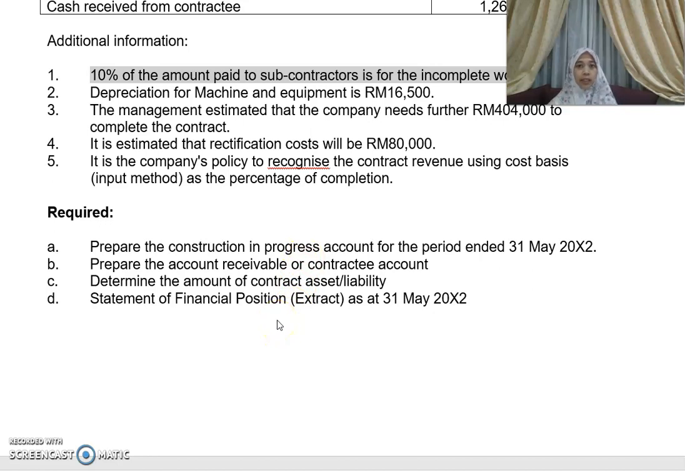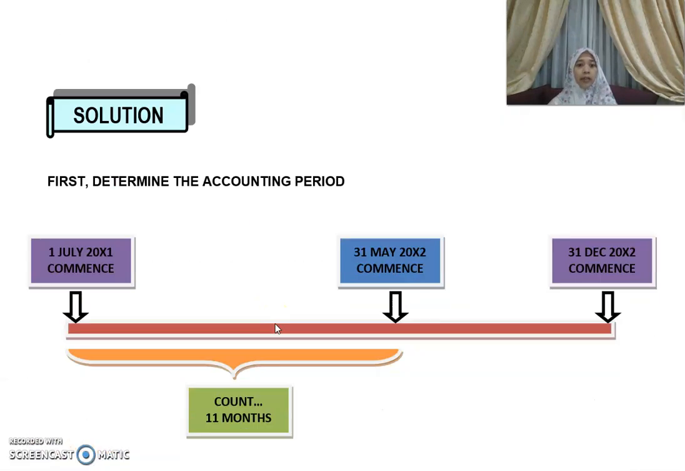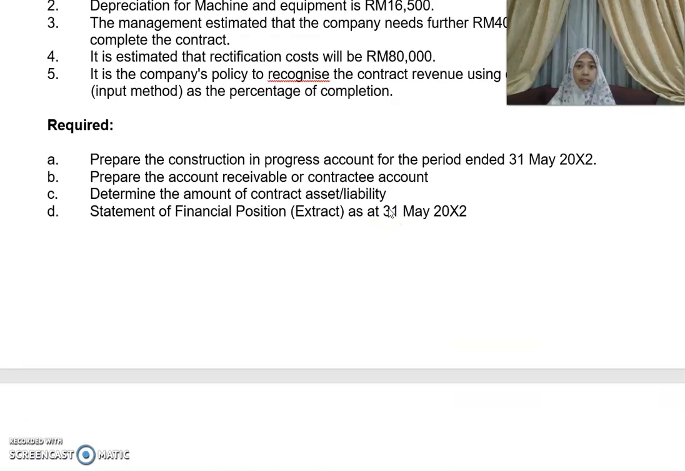First, when you get the question, you need to identify the accounting period. This is very important. You must identify the correct accounting period. If you wrongly identify this, there is a tendency that all your accounts will be wrong. You need to determine the accounting period. So look back at the question.